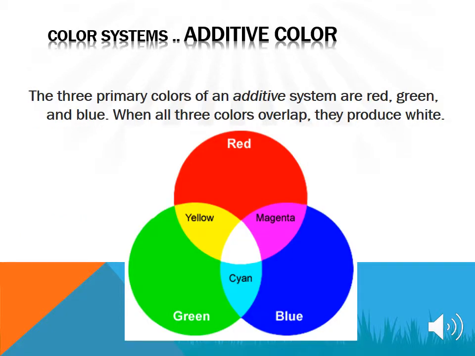The three primary colors of an additive color system are red, green, and blue. When all three colors overlap, they produce white. That's why it is called additive color, because the name comes from how white color was achieved.